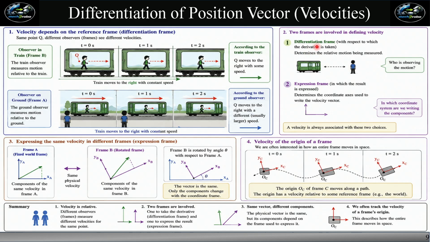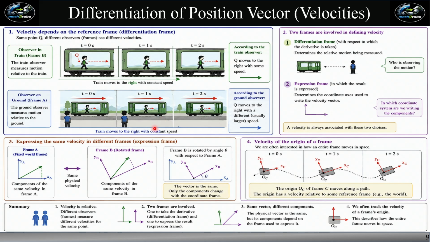Two frames are involved in defining the velocity. First one is the differentiation frame, the second one is the expression frame. The differentiation frame is the frame with respect to which the derivative is taken, and it determines the relative motion being measured, and the expression frame is the frame in which the result is expressed. It determines the coordinate axes used to write the velocity vector, and a velocity is always associated with these two frames.